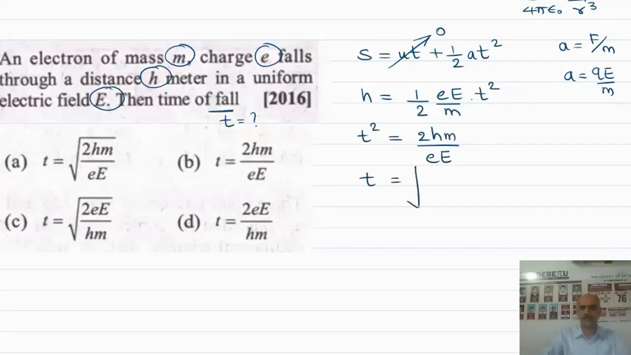So now you know the answer. Very good, A is the option: 2hm by eE. So option A is the answer.